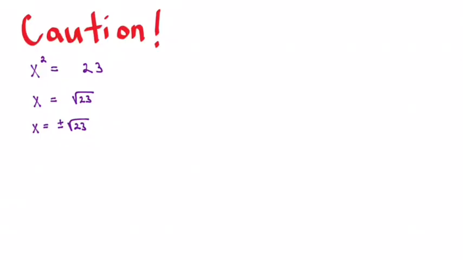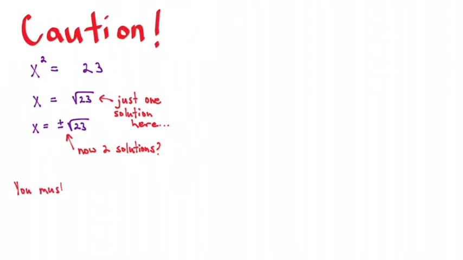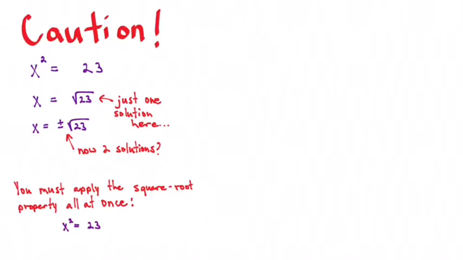You can't separate them. The thing is that the radical symbol implies only the positive version of the number. So when you show the square root of 23, you're getting just one solution. You're saying that the solution is positive square root of 23. Then it's not fair on the next line to turn around and say that you've got 2 solutions. So the whole thing needs to happen in one step. You must apply the square root property all at once. So you would have x squared equals 23, and you would go straight to x equals plus or minus square root of 23.